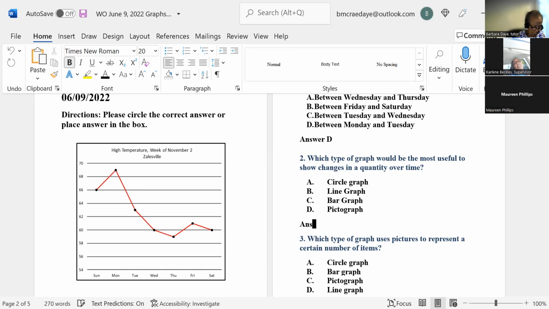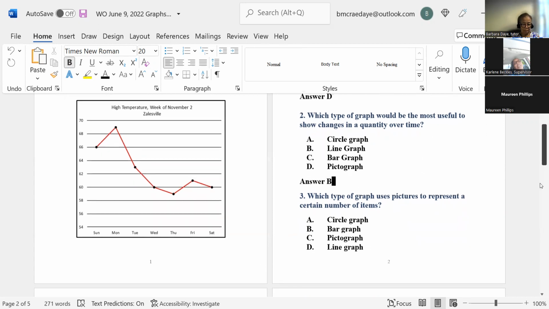Line graph. Useful in showing changes in a quantity over time. Time could be in minutes, hours, days, years, okay? That's the line graph. Now, number 3, Maureen, read number 3, tell me what the answer is.